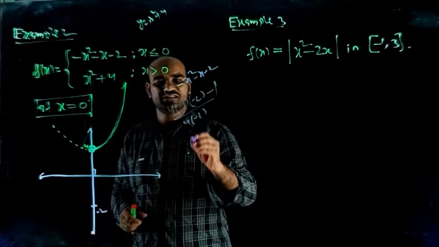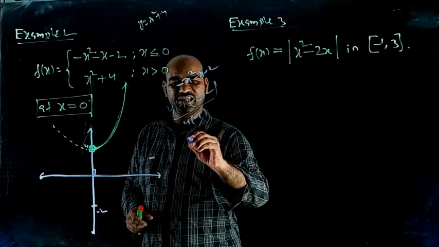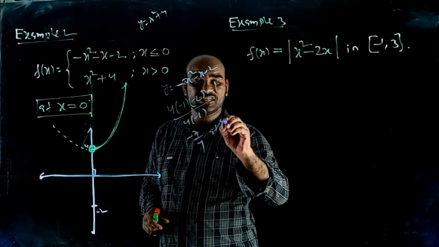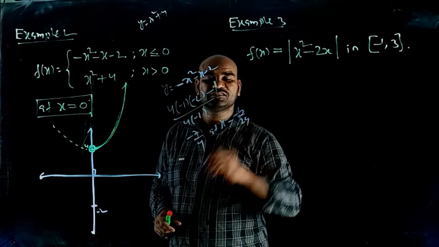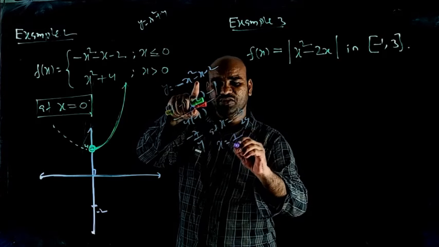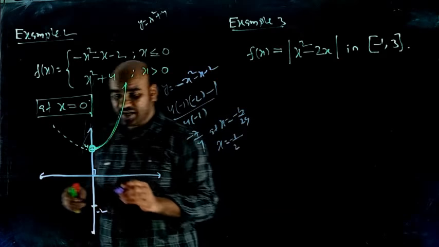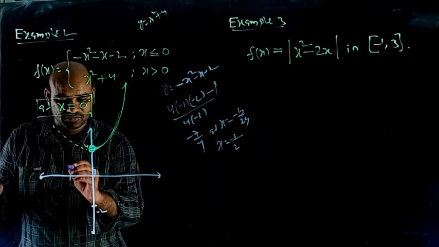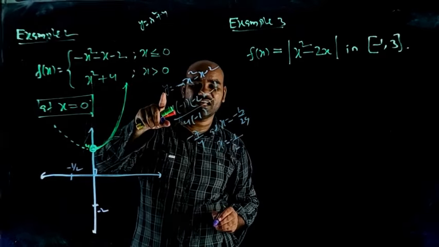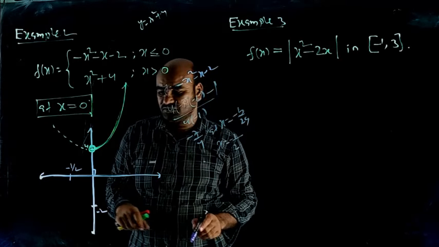That is minus 7 by 4. At what point? X equal to minus b by 2a. X is equal to minus of minus 1 by 2 into minus 1, means at minus 1 by 2. At x equal to minus 1 by 2, this function attains its maximum value, that is minus 1 by 4.